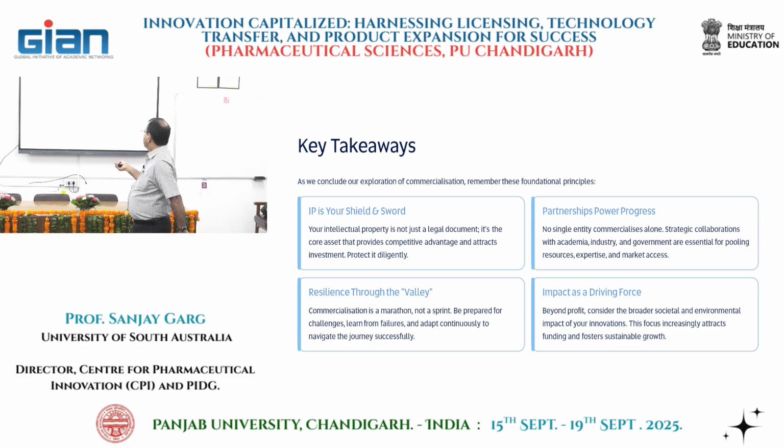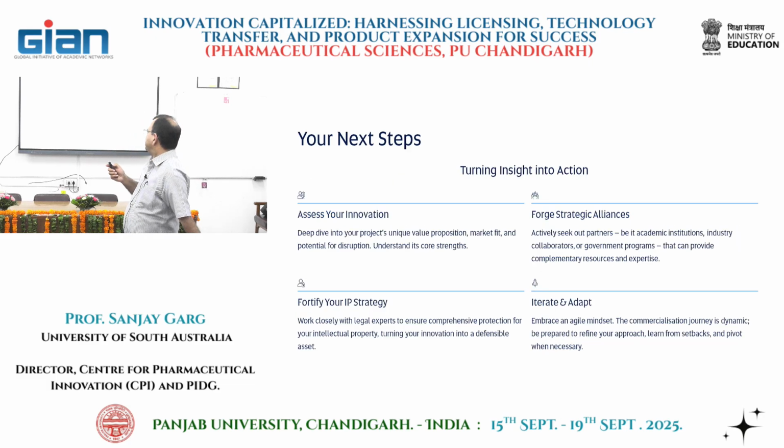Partnership, power, progress, resilience through the valley. That's the biggest thing. You know what's the success rate of small businesses in the world? 5%. 95% of small businesses fail because they can't get over this valley of death. They start, they reach somewhere, they can't move very far just because they can't go through this. Impact as a driving force, that's the key.